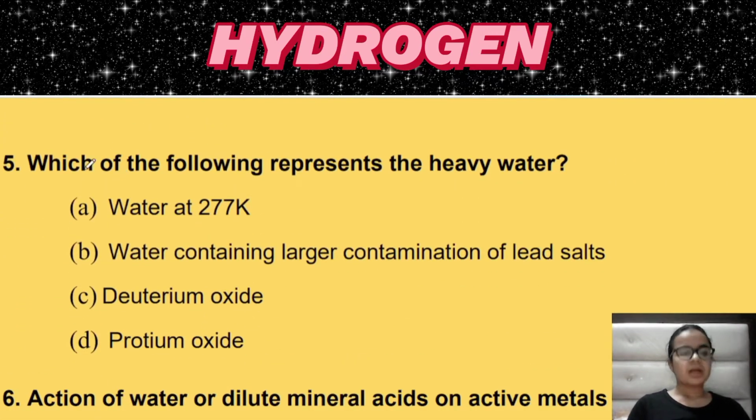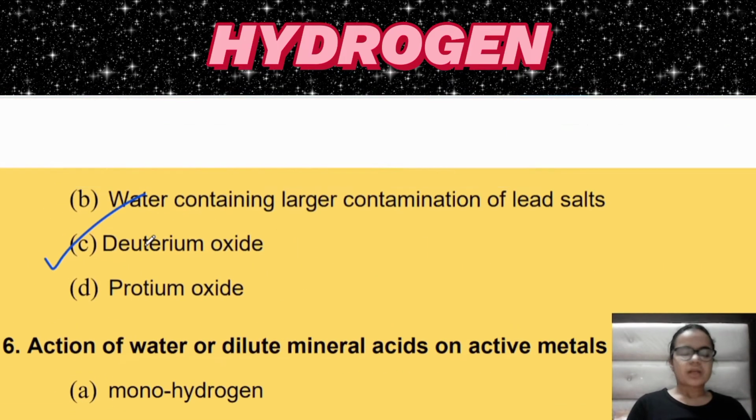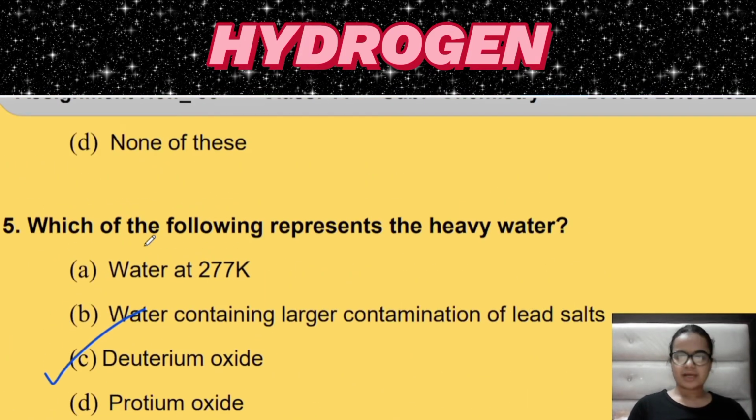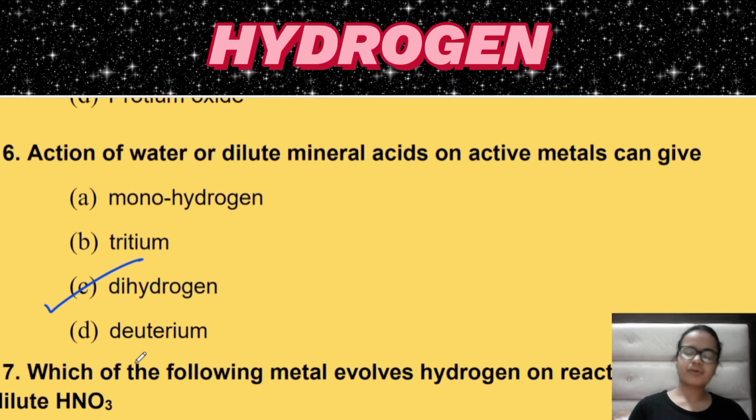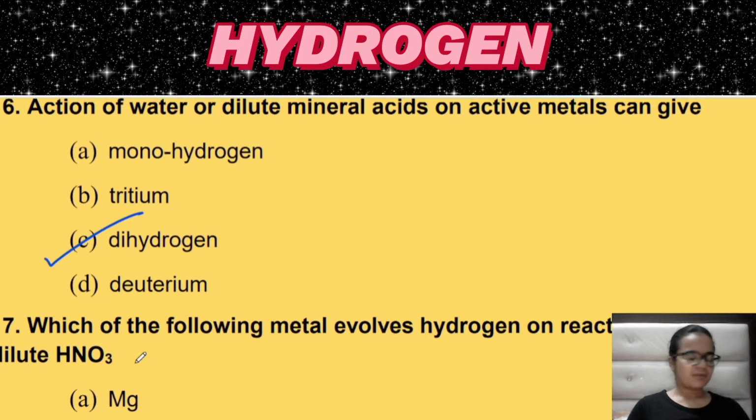Next question is 15th. Which of the following represents heavy water? Deuterium oxide represents heavy water, that is D2O. So D2 alone is known as heavy hydrogen and D2O is heavy water. Next question is, action of water or dilute mineral acids on active metals can give, and the answer is dihydrogen. So it's a kind of question from preparation. There are basically some activities given in the NCERT for the preparation of hydrogen and these questions. So you can definitely go and see the reactions which are given in the NCERT.